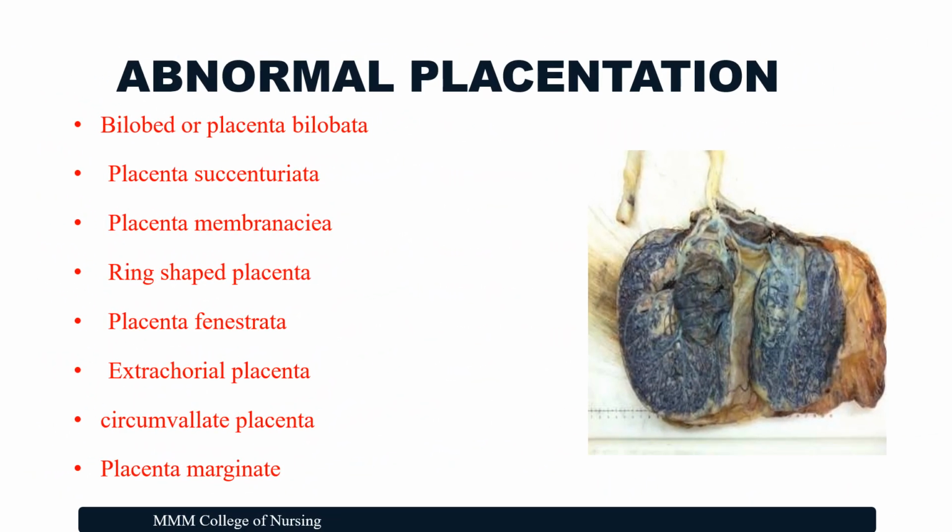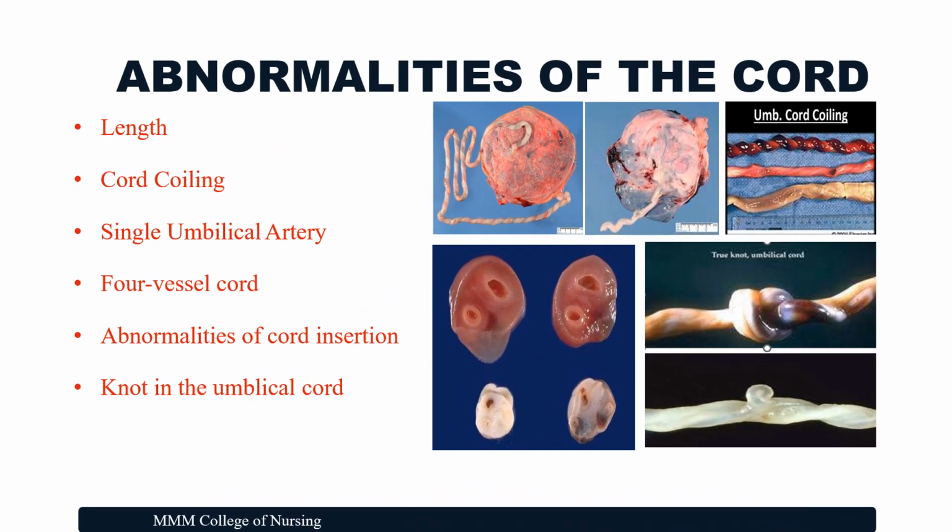These are the abnormalities of placenta. It is bilobed or placenta bilobata, placenta succenturiata, placenta membranacea, ring-shaped placenta, placenta fenestrata, extracorporeal placenta, circumvallate placenta, and placenta marginata. These are some of the placental abnormalities. In one of my previous videos, I explained about all this.